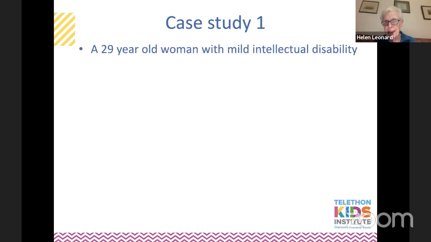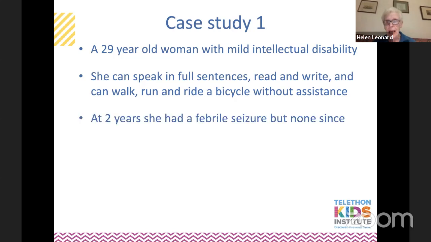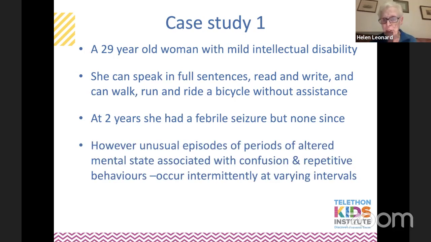So the first case is a 29-year-old woman with mild intellectual disability. She can speak in full sentences, read and write, and she can walk, run, and ride a bicycle without assistance. At 2 years, she had a febrile seizure, but she has had none since. However, she's had unusual episodes of periods of altered mental state associated with confusion and repetitive behaviors. They have occurred intermittently throughout her life at varying intervals and have been of varying duration.